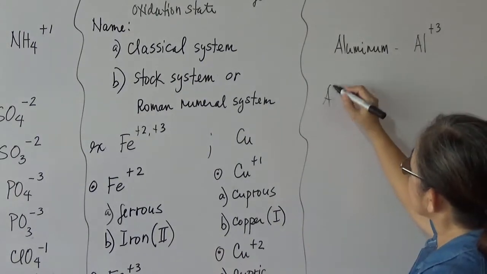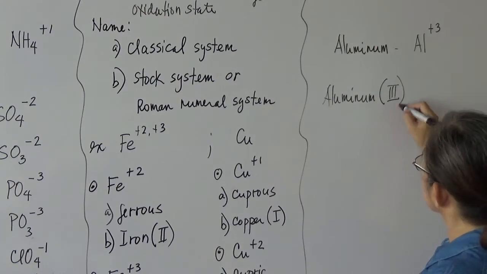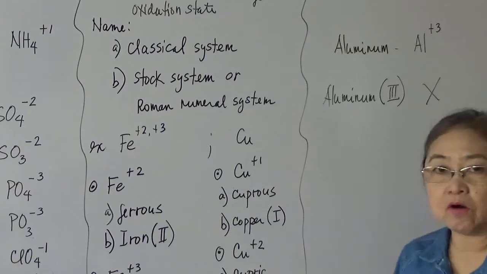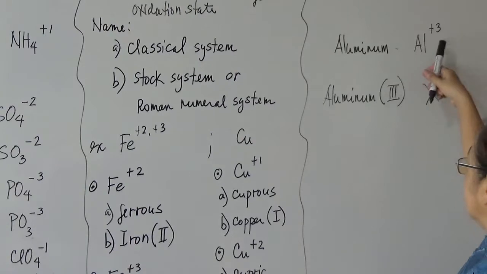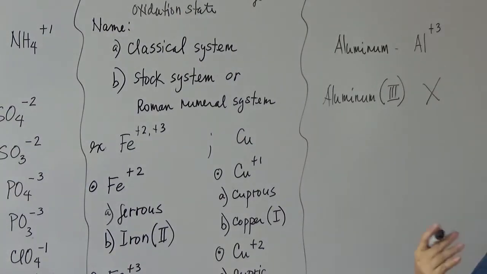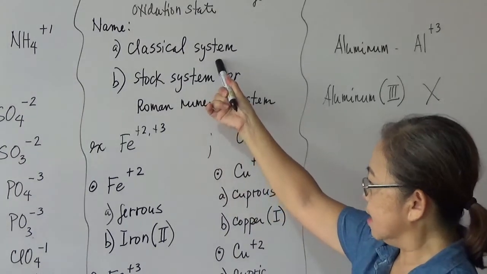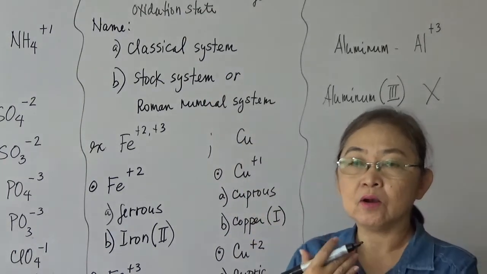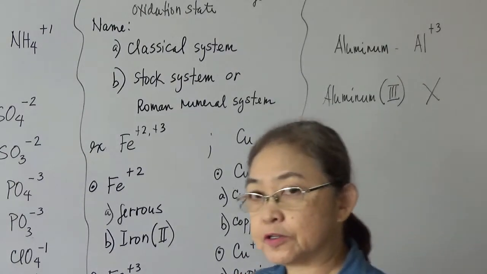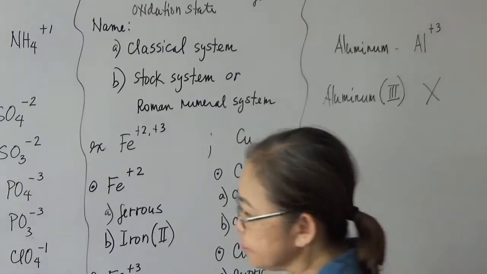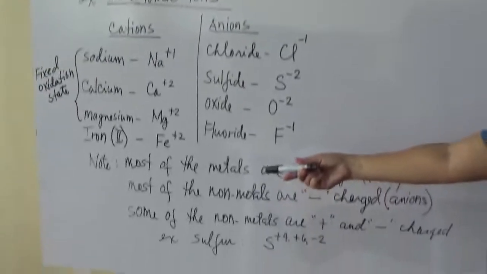If you write aluminum and then enclose 3 in parentheses, that will be wrong. Okay? Because there is no aluminum except aluminum +3. Again, giving the name in the Roman numeral system or classical system is to identify the charge of an atom which has multiple oxidation states. Okay? So going back here, I have here a note.